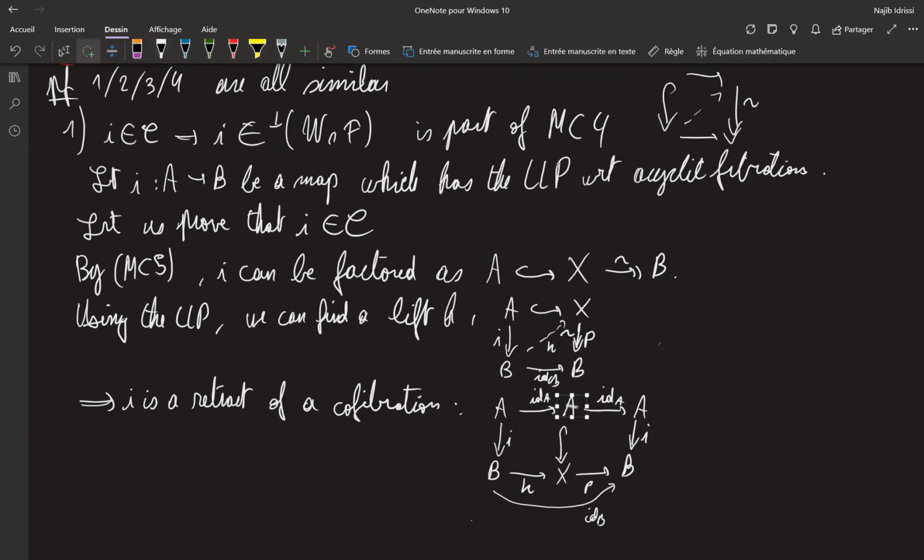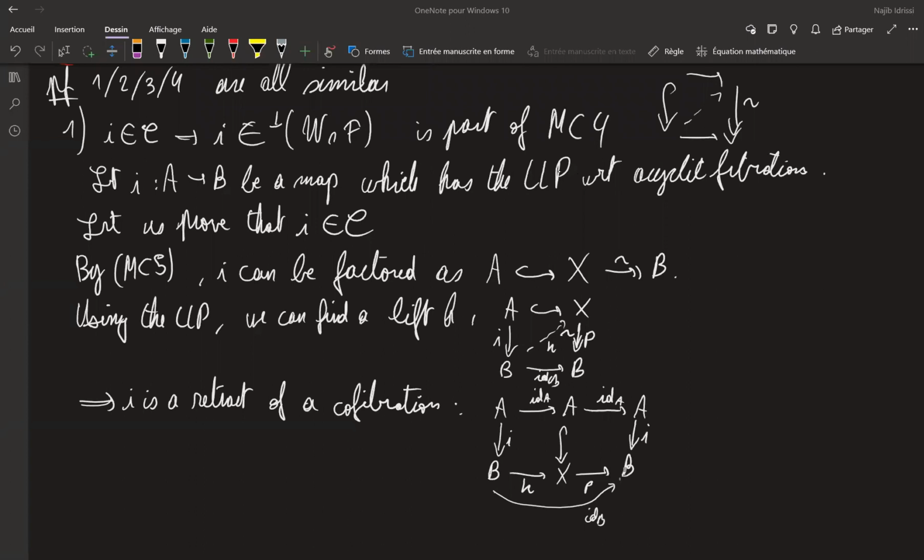Here you go from A to X using the cofibration. And here you do I followed by H, and this is precisely the cofibration. And to go from A to B, you do I. And here you do the cofibration followed by P. And this is, by definition, a factorization of I. Okay? Is it okay for everyone, this proof now? Okay, perfect.